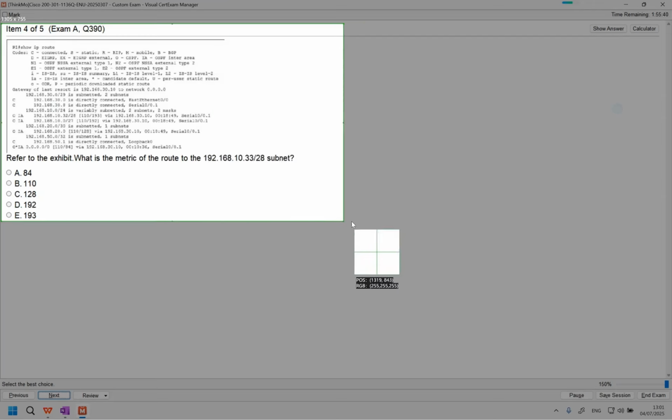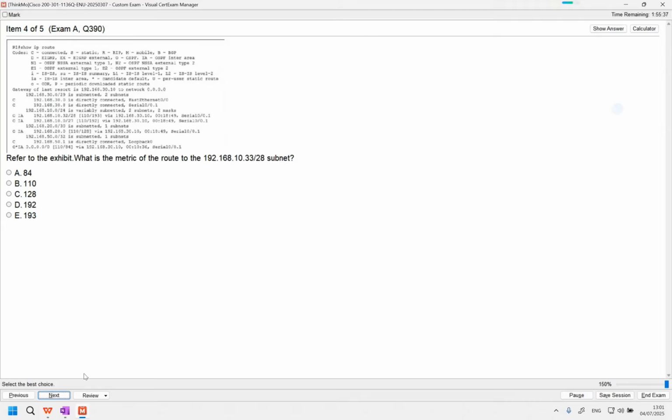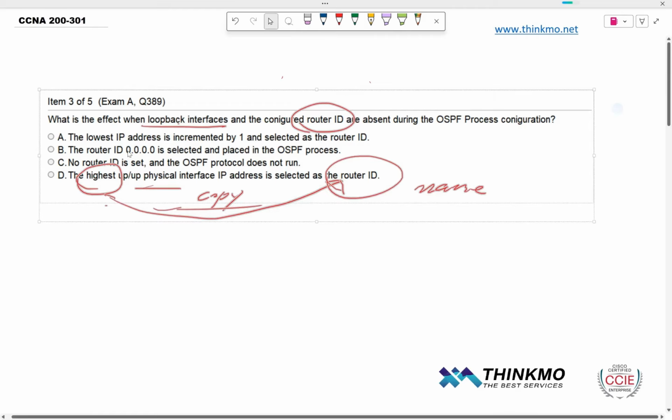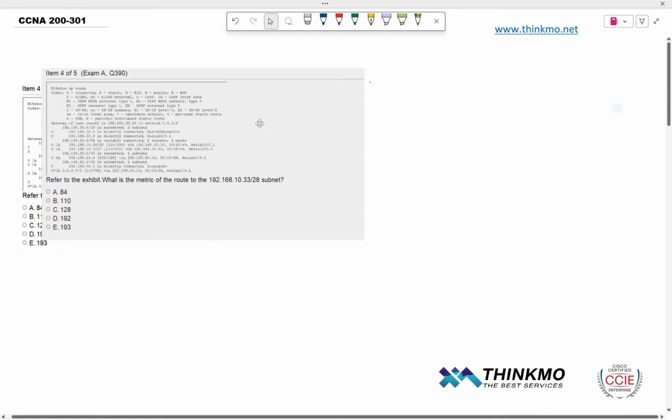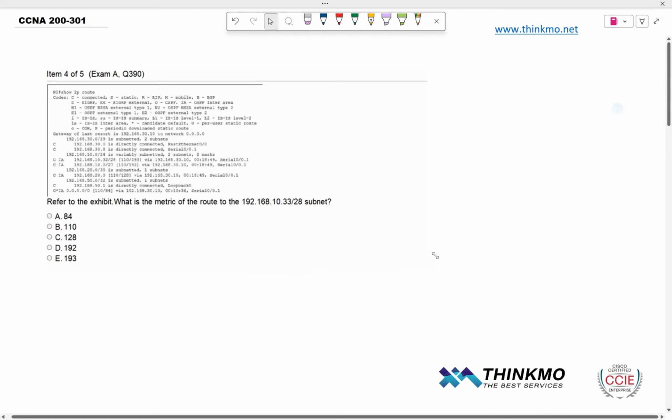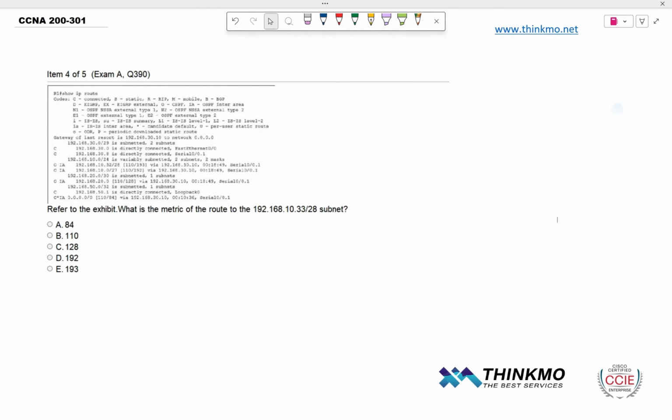Alright, question 4. Question 4 is again about route matching. Recently, we've often reached this route matching section; many questions are about route matching. Now, this diagram is a bit unclear, but let's look at what it means. It shows arriving at this location. What is the metric to reach this subnet?